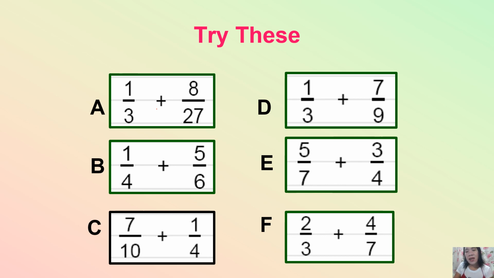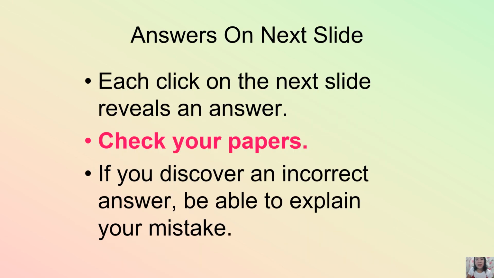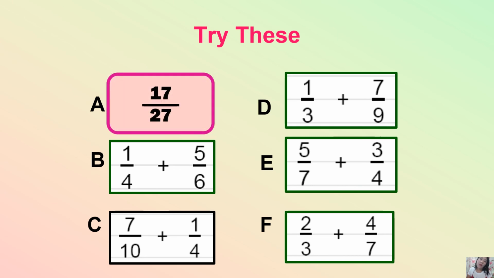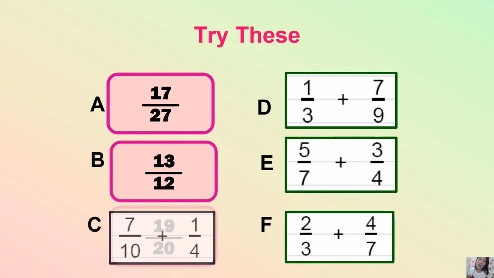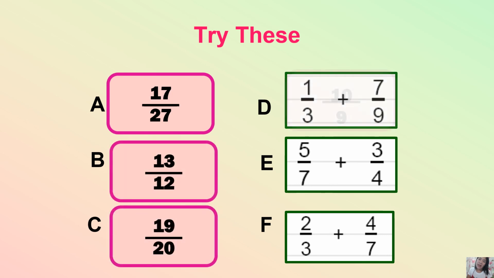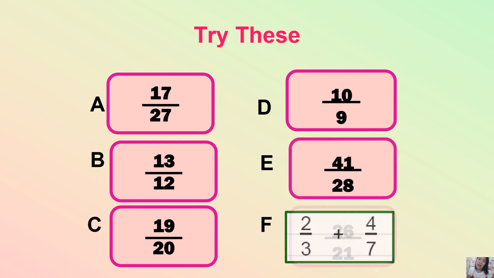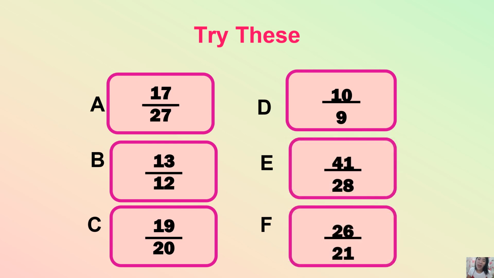Okay. So if you're done, let us reveal the answer. Okay. Let us check. And ready? That's for number 1. Letter A. Letter B. Letter C. Letter D. Letter E. And letter F. Oh, got perfect.